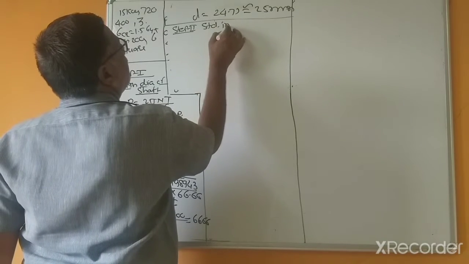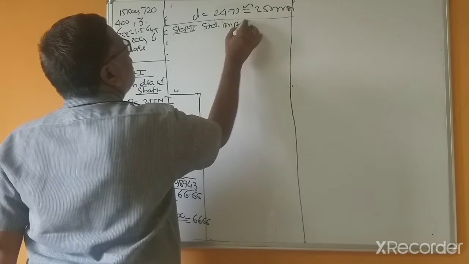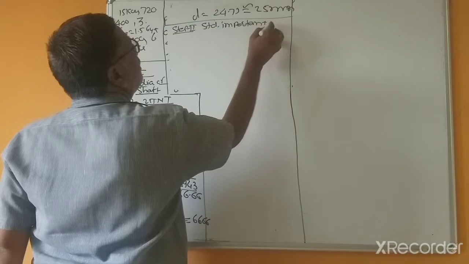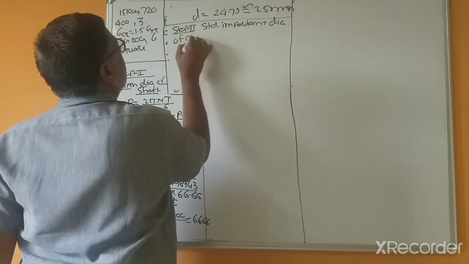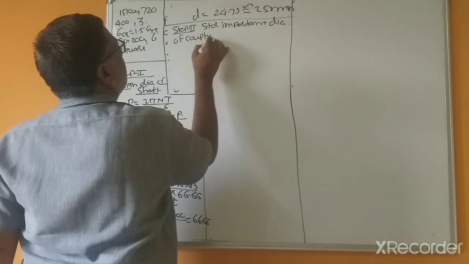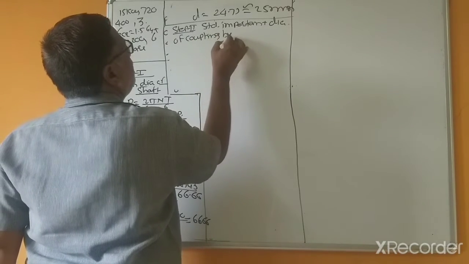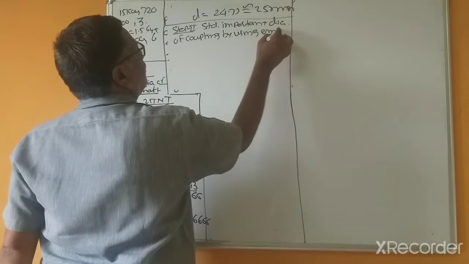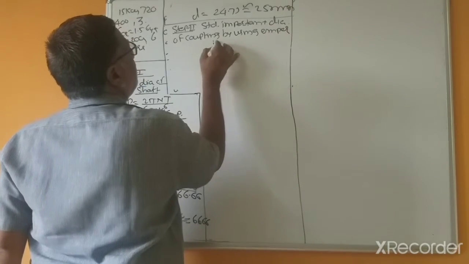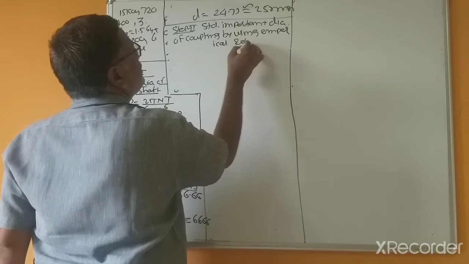Step second: standard important dimensions of the coupling by using empirical relations.